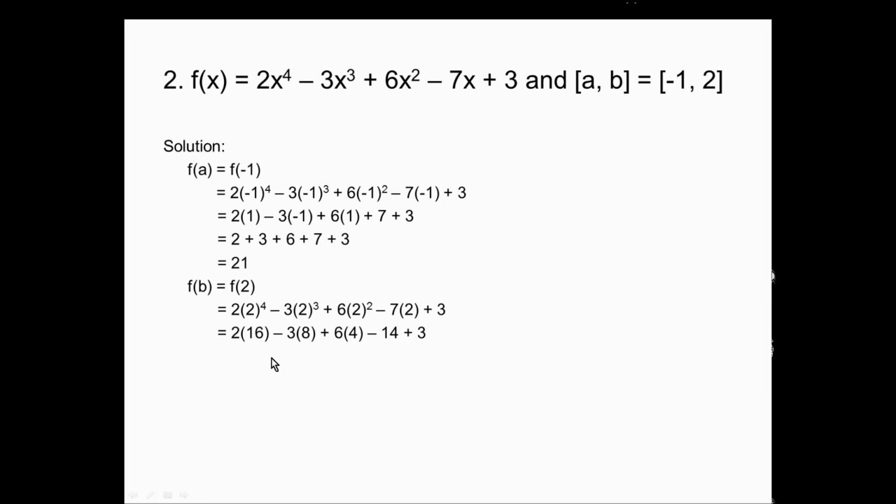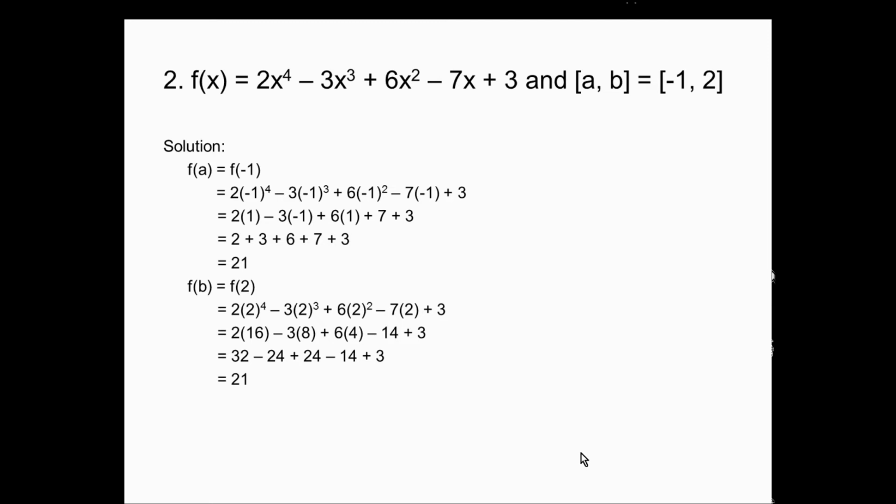Okay, I'm going to have 32 minus 24 plus 24 minus 14 plus 3. Okay, negative 24 plus 24 goes away. Okay, negative 14 plus 3 gives me negative 11. So it looks like I'm going to get 21. It's just an amazing coincidence. Okay, f of a and f of b are both positive.